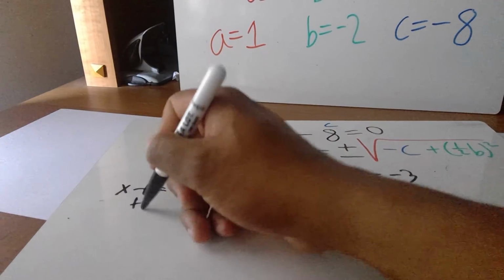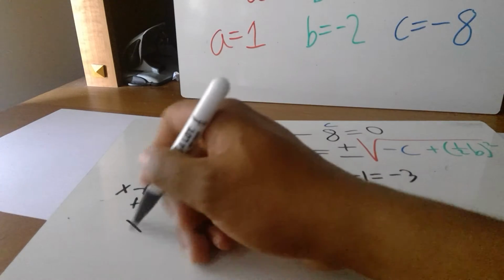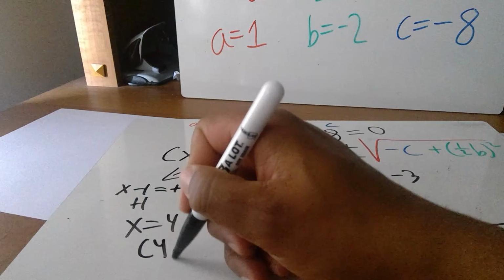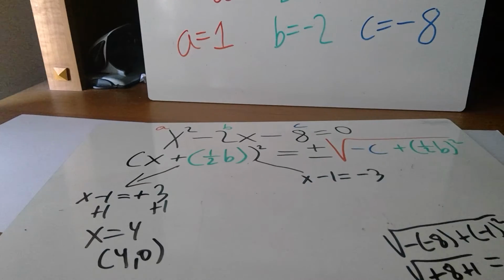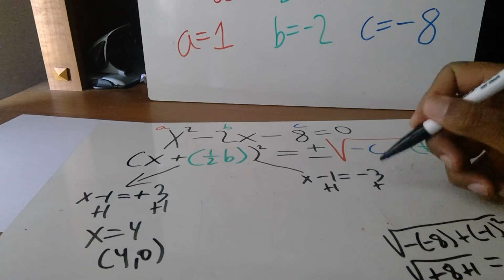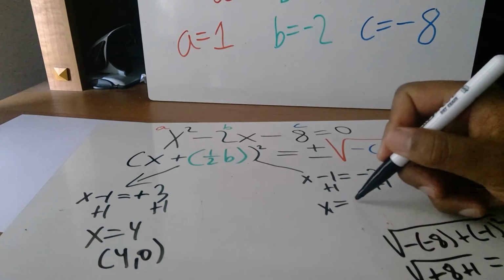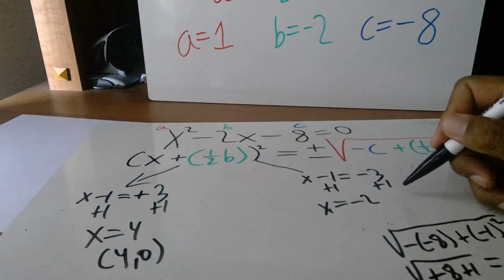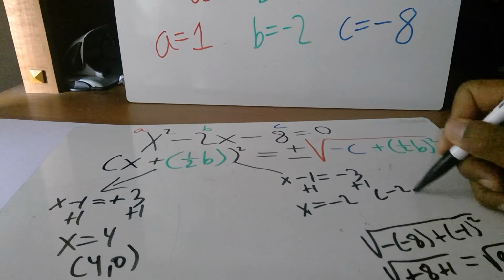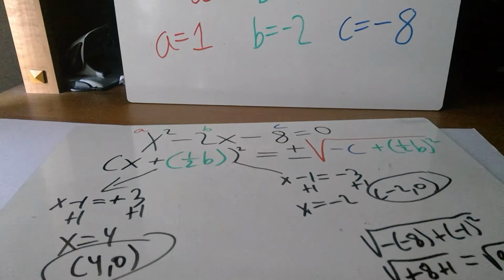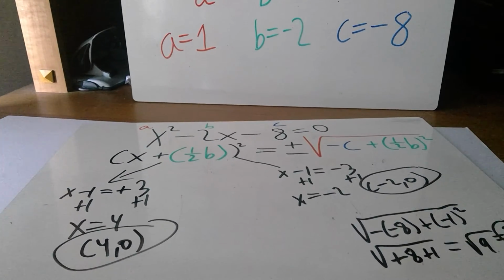So now that makes this a pretty simple equation. 3 plus 1. One of my roots is 4. I'll put that in the ordered pair. Now, my other root, all I got to do is add 1 to -3. And our other root, x, is -2. Put that in the ordered pair, -2, 0. And we are done. There's our roots with our formula.